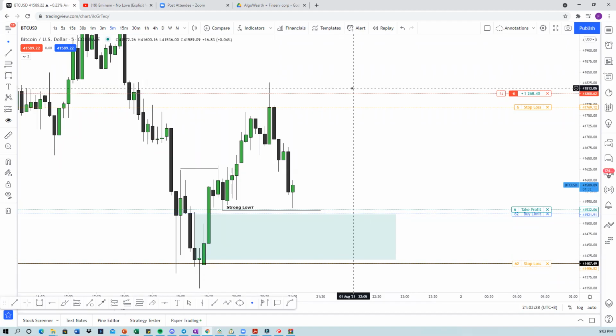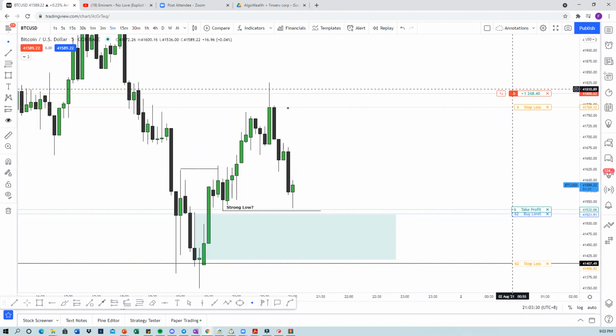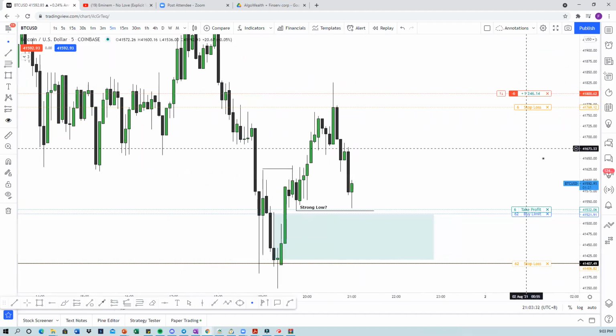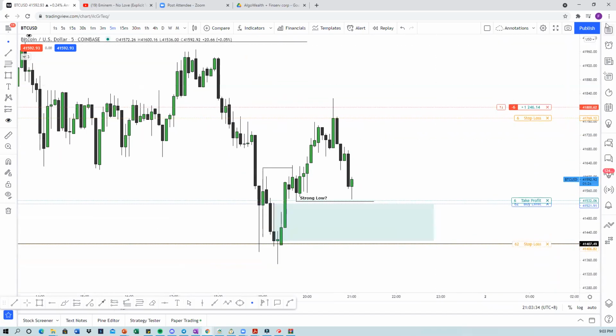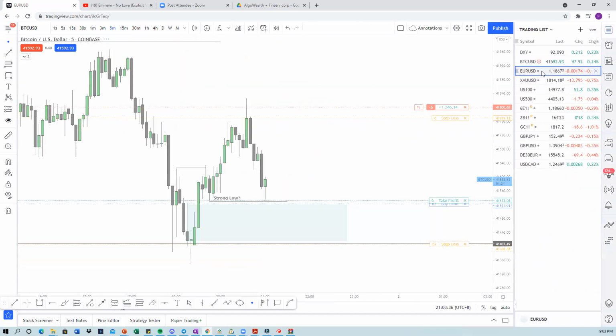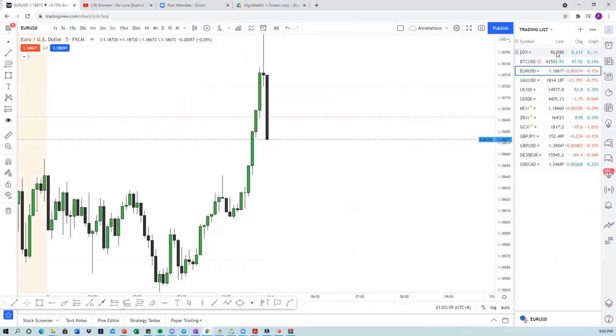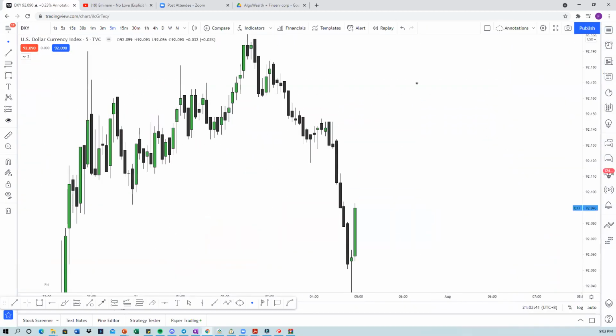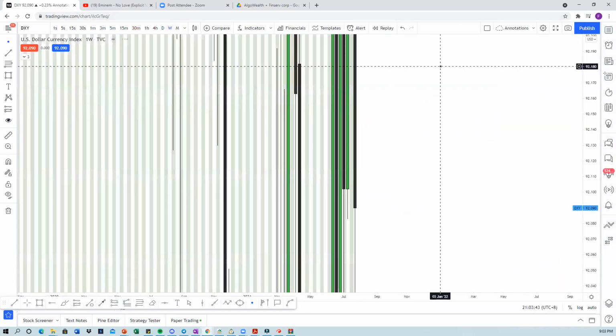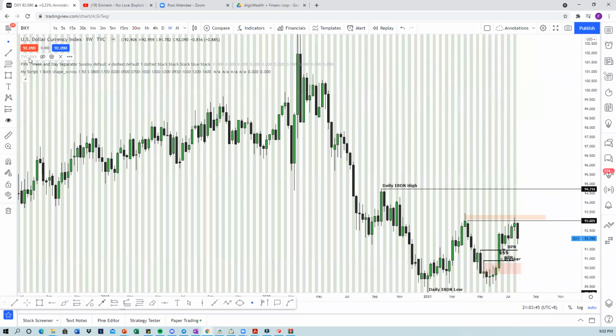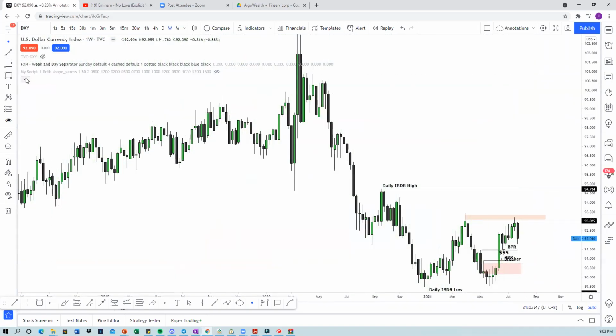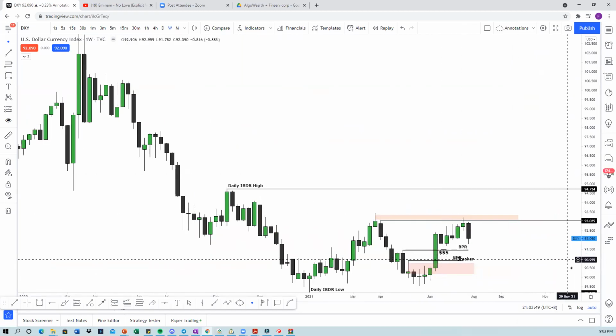Right, today we will be doing the weekly forecasting on everything. So let's have a look at Euro USD. And no, maybe we'll start with dollar index. That's better. Dollar index. So weekly, what can we see? Let me take out this indicator. What can we see on the weekly?